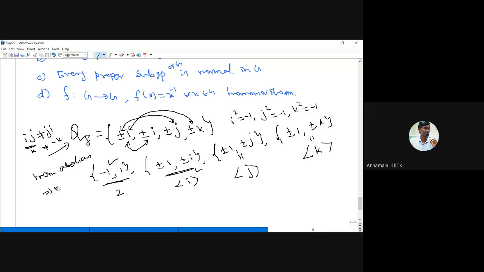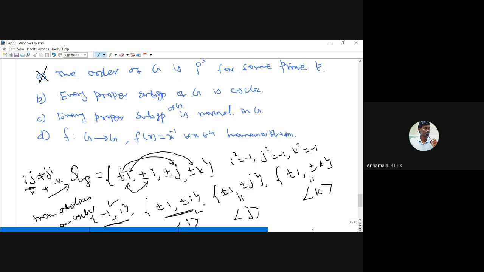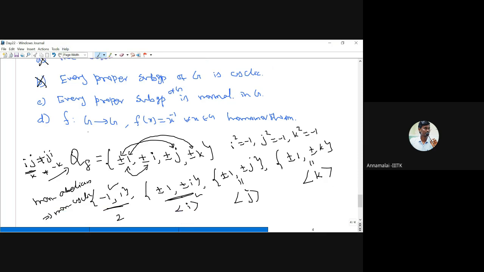Therefore, it is a non-cyclic group, but every proper subgroup is cyclic. So it satisfies the second property, that every proper subgroup is cyclic. From this, we cannot say G is abelian. Therefore, the second option is also false. Now, look at the third one. Every proper subgroup is normal.